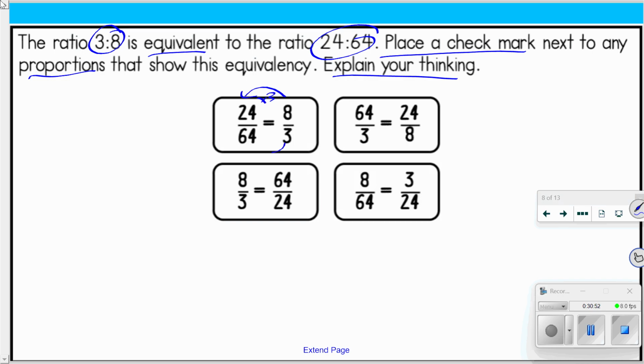Times 3 is 3 times 3, 64? No, so that one was not it. How do I go from 8 to 3? You can, but it's not very easy. Is that times 8/3? No, it actually got bigger. So if I got smaller here and bigger here, does that make any sense? No. How do I go from 8 to 64? Times 8. How do I go 3 to 24? Does that one work? So I put a check there.